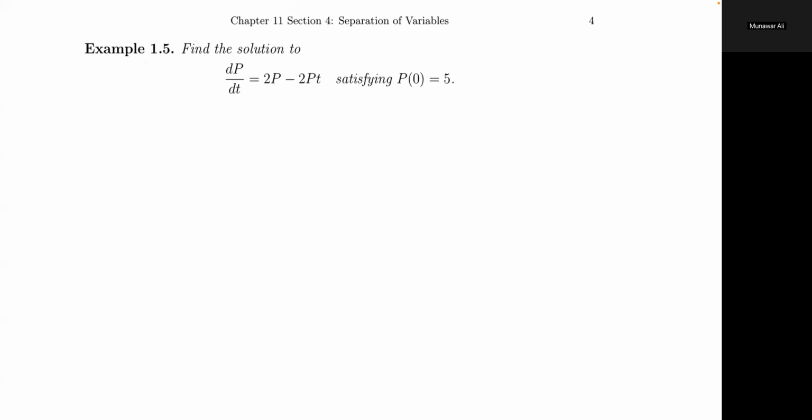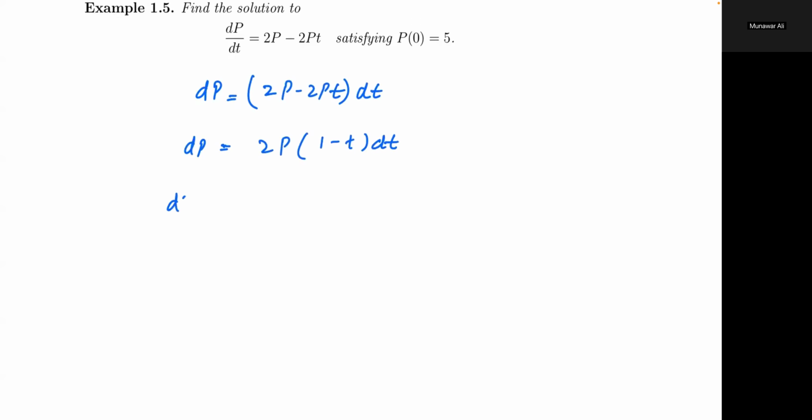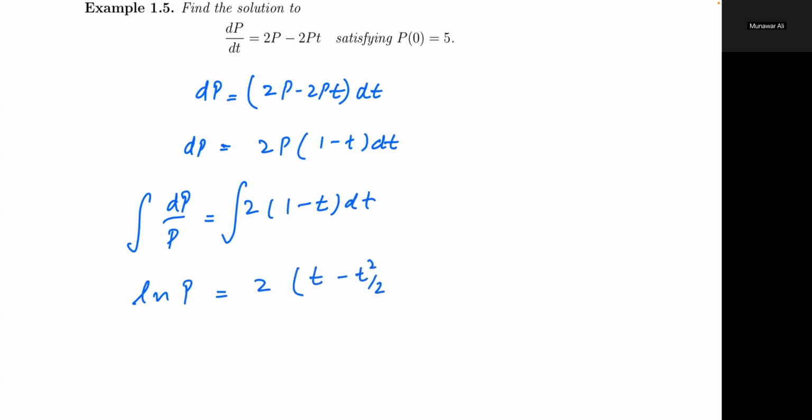Okay, so let me just quickly do this one. This is dp over dt, if I multiply dt, this would be 2p minus 2p times t dt. And then if you just factor out 2p, 1 minus t dt. And then if you divide only p, you will be left with this one. And then if you integrate, this is natural log of p, and this is 2t minus t squared divided by 2 plus c. Okay, so you just integrate.